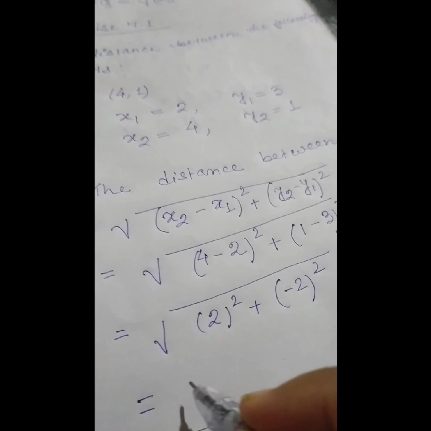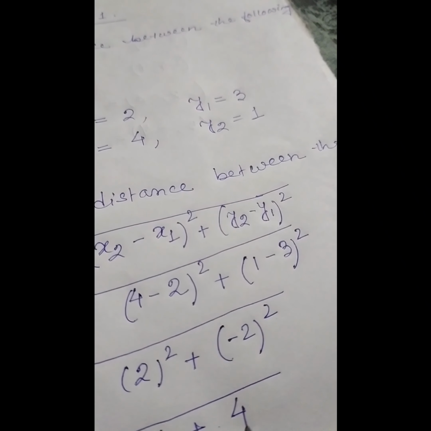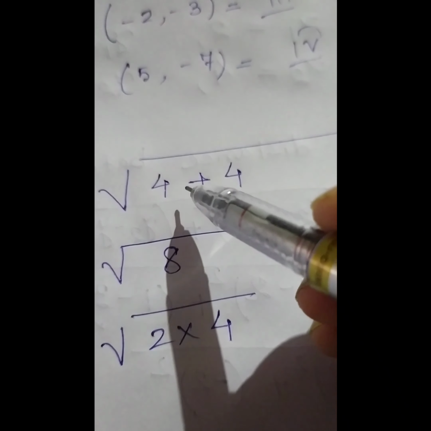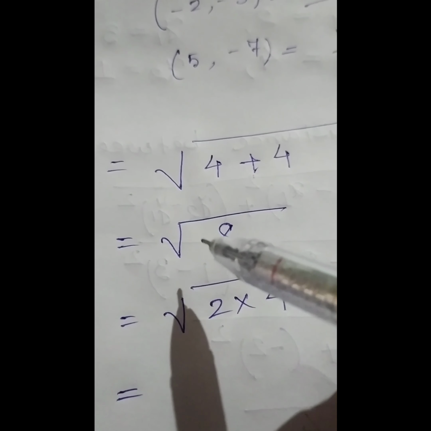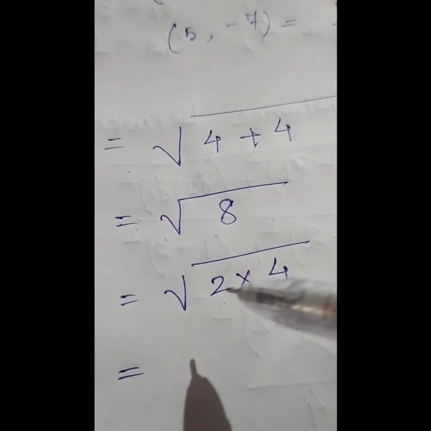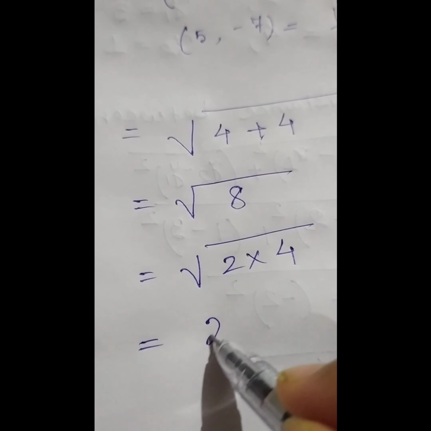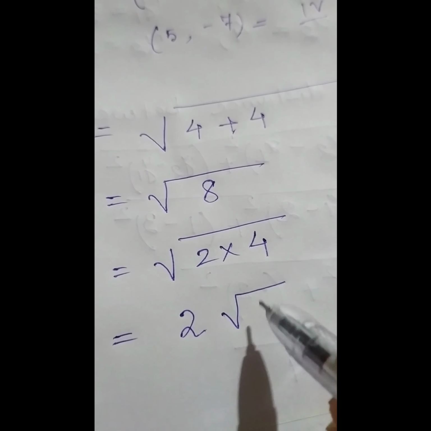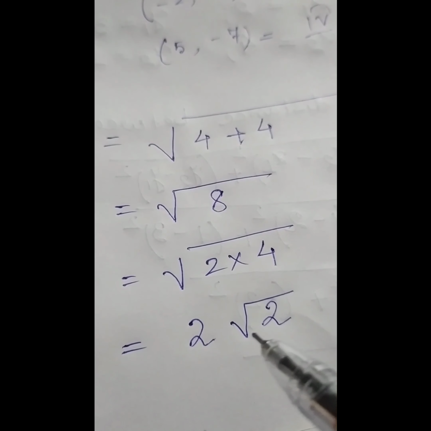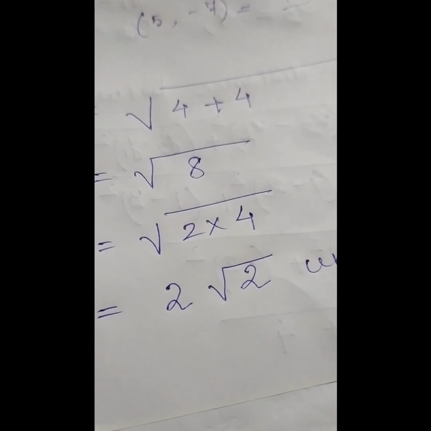So it is equal to 2 squared, which is 4, and minus 2 squared is also 4. So it is equal to root over 4 plus 4, which is root over 8. Root over 8 can be written as root over 2 into 4. The square root of 4 is 2, so we write 2, and root over 2 remains here. So 2 root 2. Here we write units. It is the distance between the given two points.